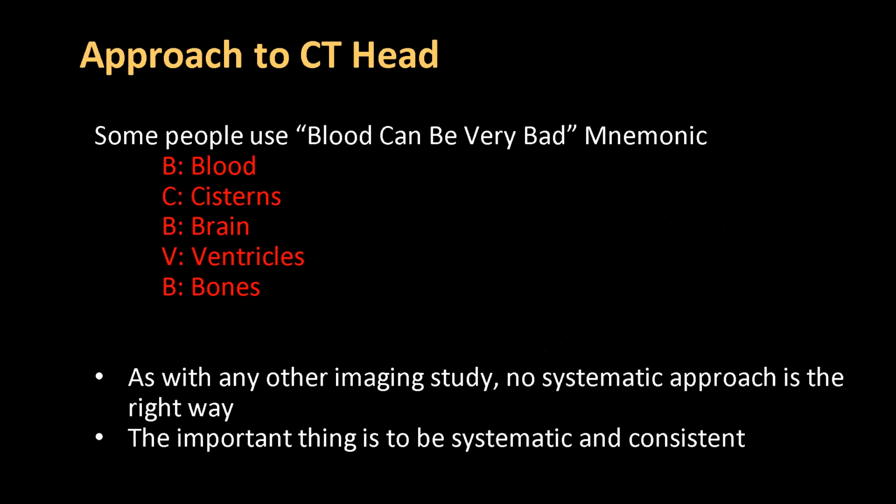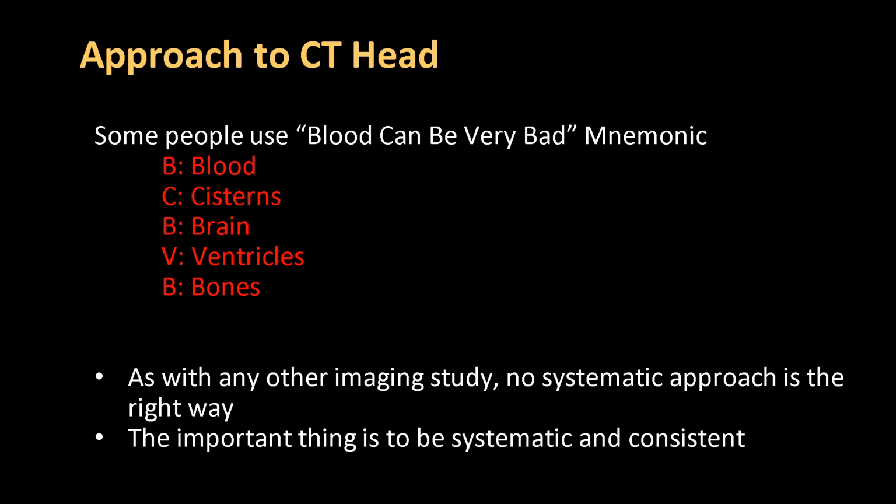It's important to note that, as with any other imaging study, there's really no right systematic approach to reading a CT head, just as there's no right approach to the way you look at a chest x-ray or anything else. The important thing is that you're systematic and you're not missing any structures, and that you're consistent between different studies. If you're inconsistent, you could skip a step by accident and miss something. If you're reading many studies over a long period of time and you're consistent every time, you'll make sure you look at everything every time, and you'll have less of a chance of missing an important finding.